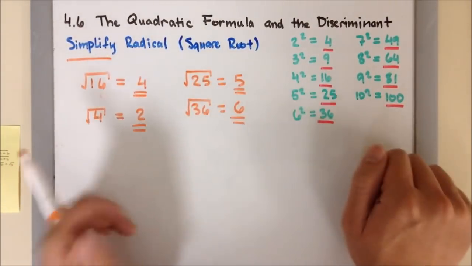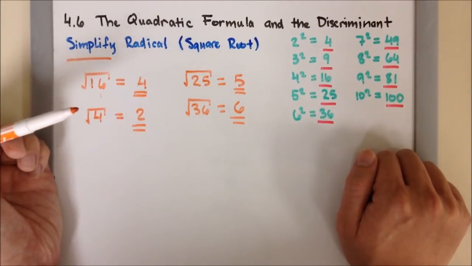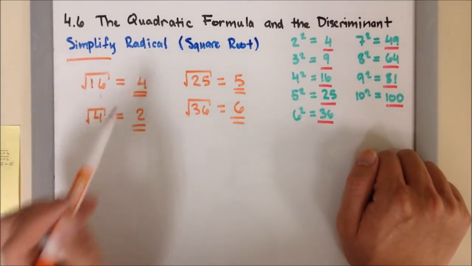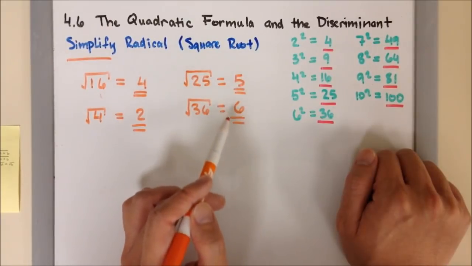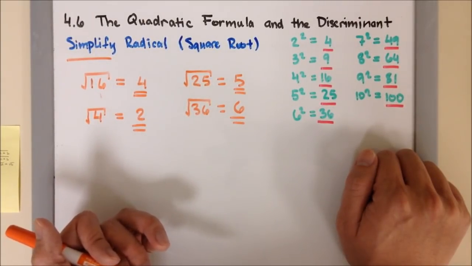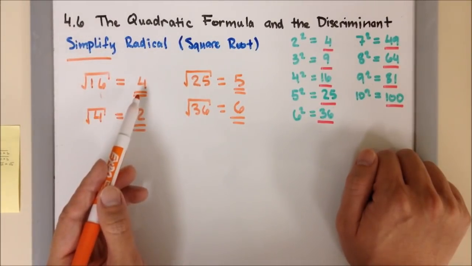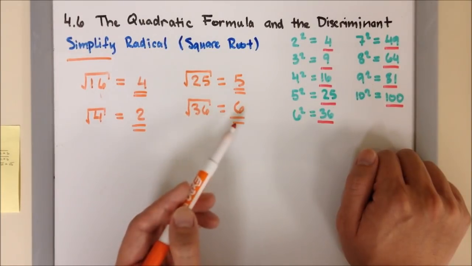I don't know why, but they choose to keep going. What they do, and I would not recommend you do this, is put another square root over the 4, the square root over the 2, the square root over the 5, or the square root over 6, when I did not ask for that. So if I just say simplify the square root of 16, just stop at the 4. If I ask you to simplify the square root of 36, just stop at the 6.